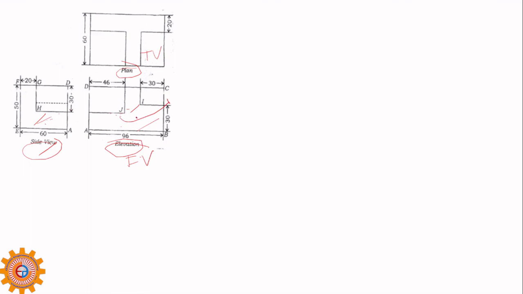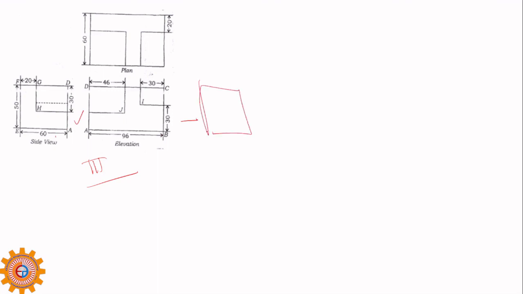In first angle projection, the top view comes here. In third angle projection, top view goes here. In third angle projection, the left side view comes on the left side, right side view comes here. Whereas in first angle projection, right side view here, left side view here. So you take that one.